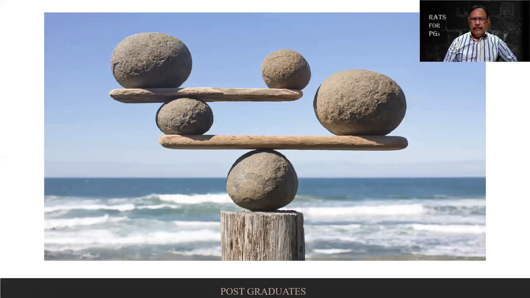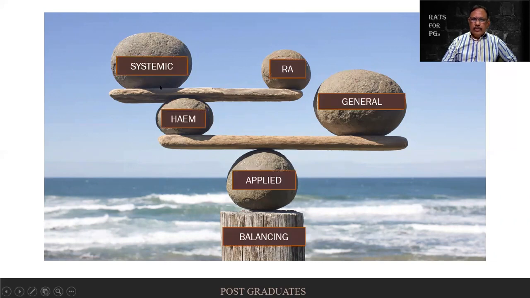What do you see in this picture? An art of balancing, almost analogous to the previous statement that I had made, knowing something about everything. And therefore, you people should balance. In the sense, you should know to almost the same extent systemic pathology, recent advances, hematology, general pathology, applied pathology and immunology, and there has to be a balance of all this.